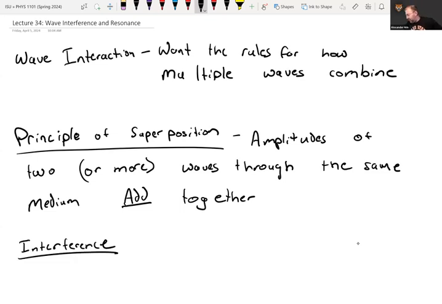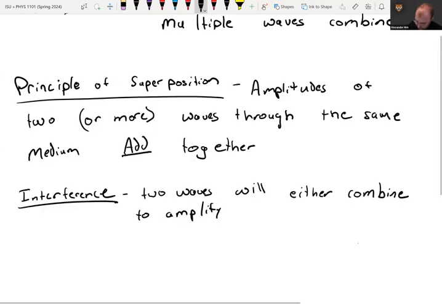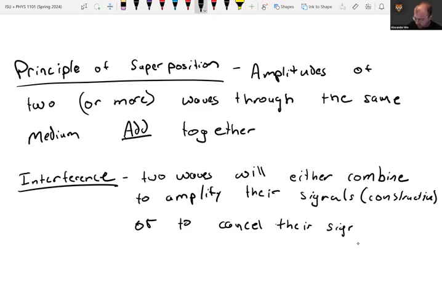Basically, two waves will either combine to amplify their signal, and we call this constructive interference, or cancel their signals. In the case of cancellation, we call that destructive interference.